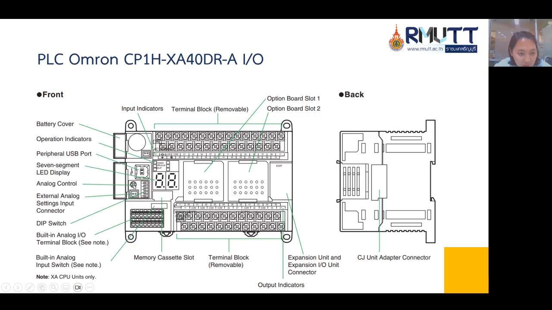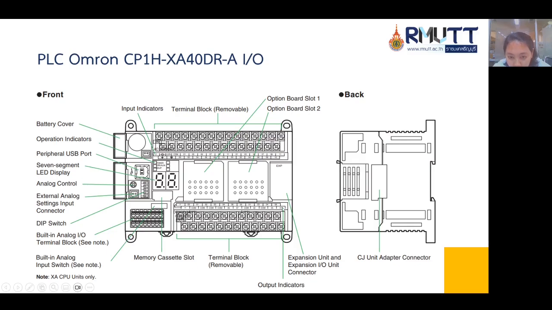This is the analog control. This is the external analog settings input connector. And this is the DIP switch. This is the built-in analog I/O terminal block. This is the built-in analog input switch. And this is the memory cassette slot. And this part, and this too, are terminal blocks; they can be removed.